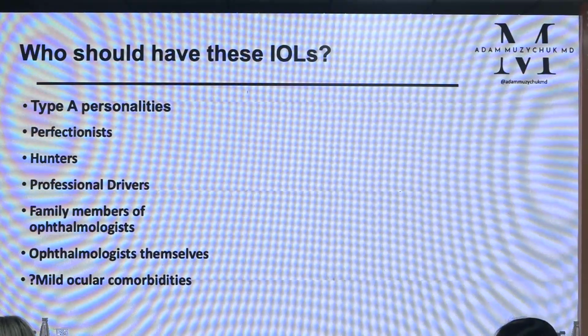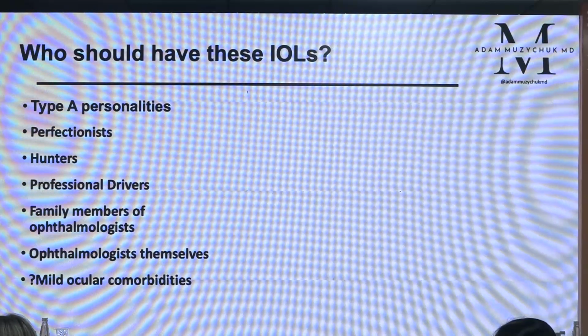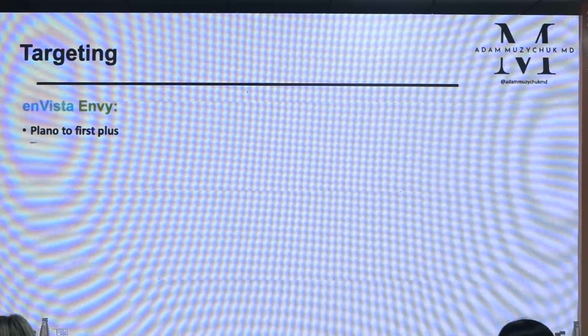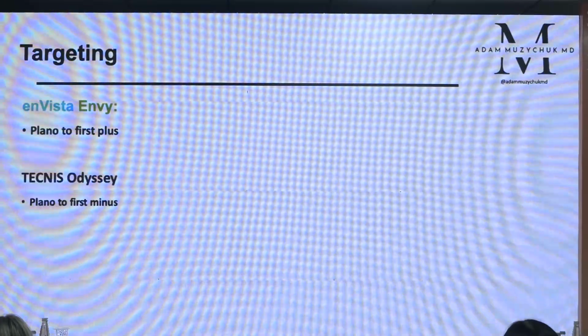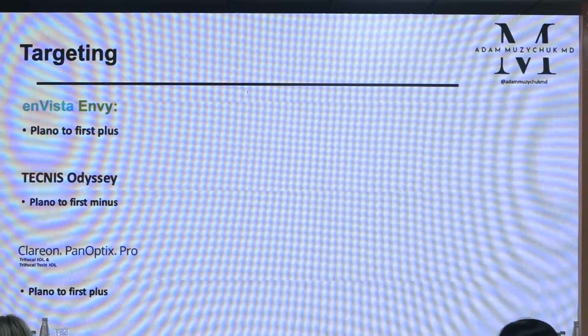Now, I can tell you for sure, if I had surgery today, I would be getting a contemporary full visual range intraocular lens in both eyes. I'm now confident to recommend it to patients. In terms of targeting, Envista Envy should be plano to first plus, Technis Odyssey plano to first minus, and PanOptix Pro is still plano to first plus.